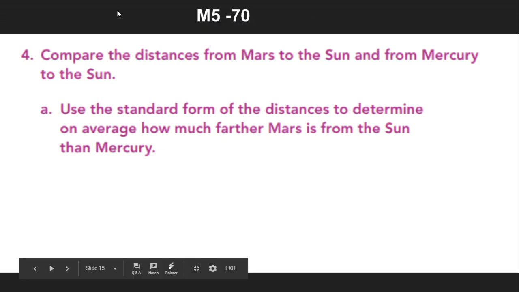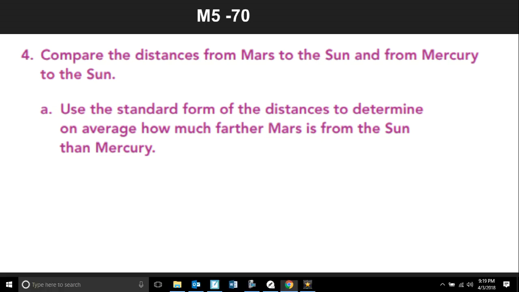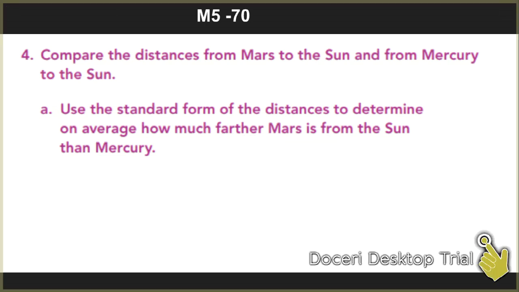On page 70, it asks us to compare the distance from Mars to the Sun and from Mercury to the Sun. Okay? So earlier we did Mars to Venus, and it was Mars subtract Venus. Here it's Mars compared to Mercury. Again, the question is, how much further is Mars from the Sun than Mercury? So we know again that it's going to be a subtraction problem. So let's go ahead and set this up.